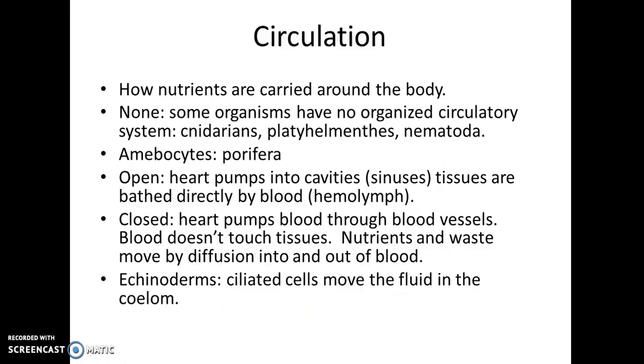Circulation, how nutrients are carried around the body. Some organisms have no circulatory system, like cnidarians, platyhelminthes, and nematodes. In fact, they just allow the nutrients and everything to diffuse into the cells directly. Amoebocytes are found in porifera. These are cells that move in an amoeboid-like fashion with pseudopods and carry nutrients from cell to cell.